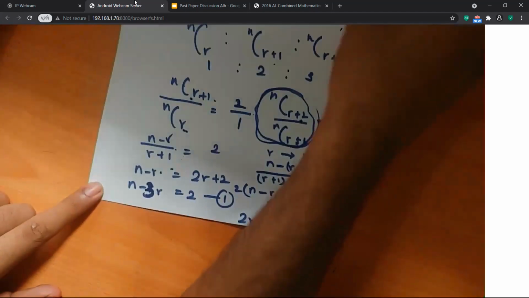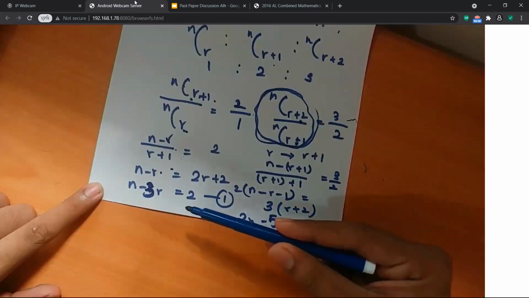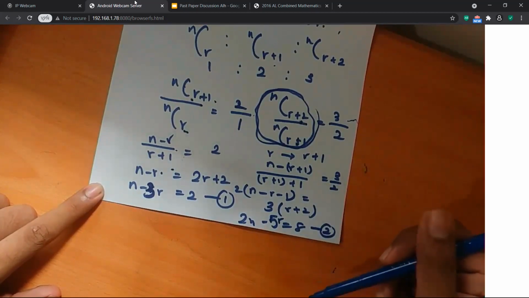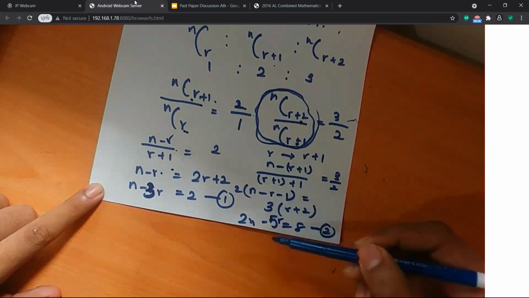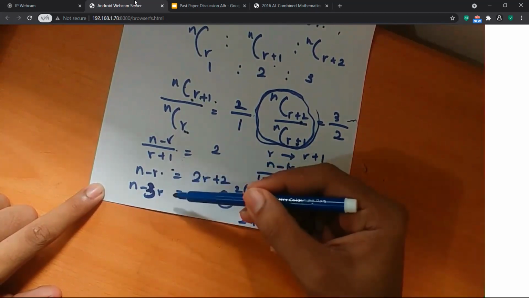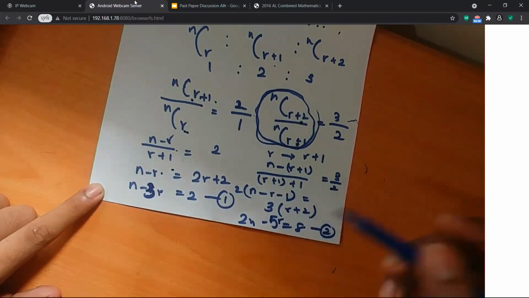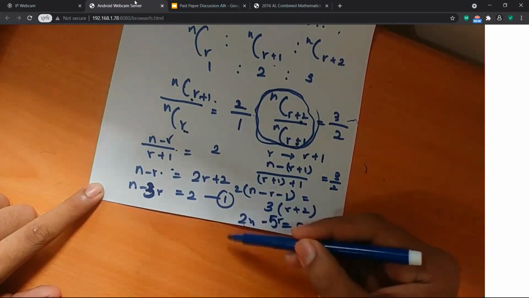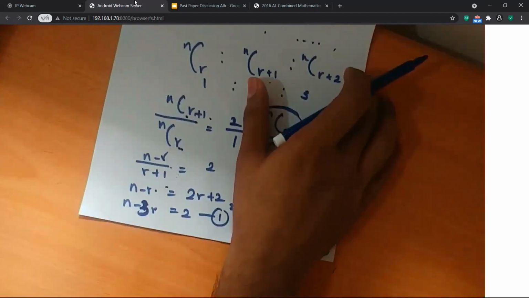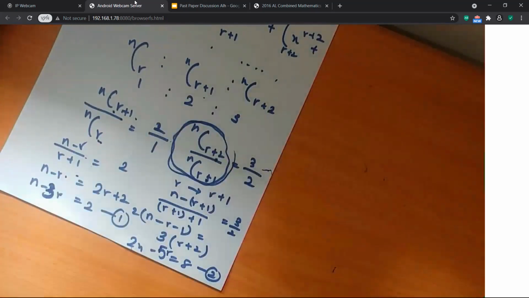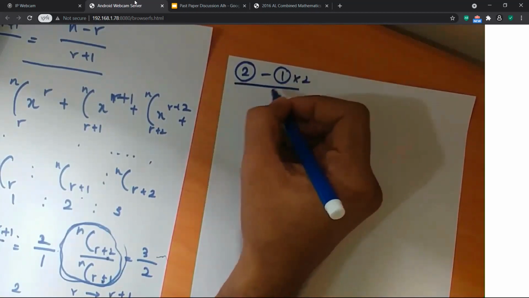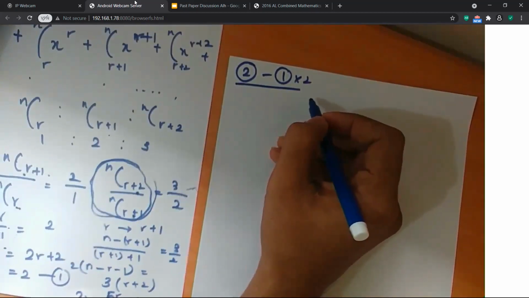So how do you solve? This is 2n, this is n. So the easiest way to do is multiply the first equation by 2 and subtract from the second. This is minus 3r, multiplied by 2 is minus 6r. Because it's easier to get the minus, we'll do the second equation minus the first equation multiplied by 2. That means that 2n will cancel, right? Second equation minus first multiplied by 2.